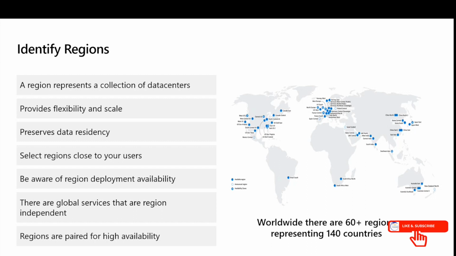Like in the US, you have many regions: West US, South Central US, North Central US, and so on, East US 2, West US 2, and so on. Similarly, China has China South, then China East, China East 2. So you have those regions in there. Similarly, in the case of UAE, you have UAE North, UAE Central. So you have multiple regions there.